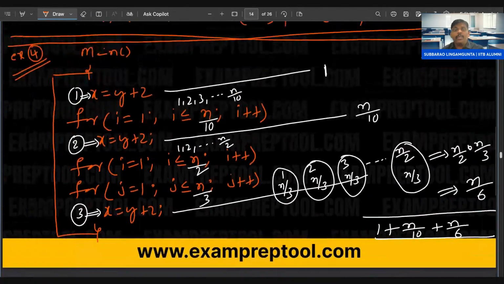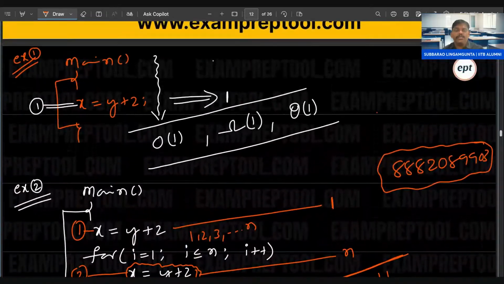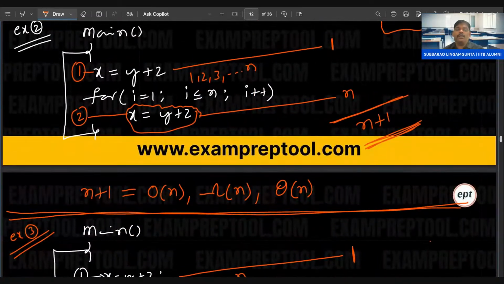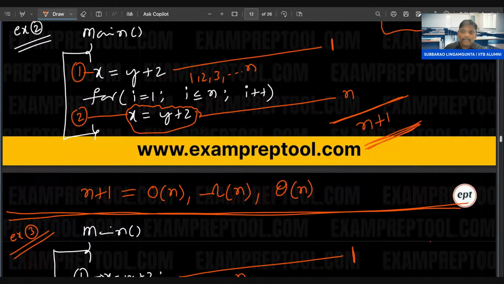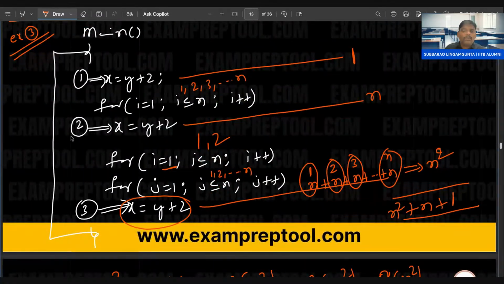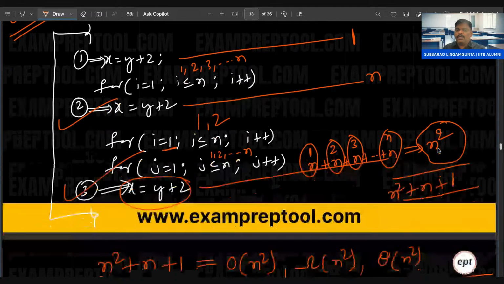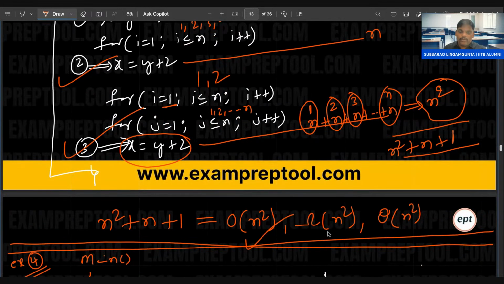Some people are asking, sir, if a loop is there, then what is the answer? If a loop is there, the loop is the answer. Some people are asking, sir, more than one loop, this is also a loop, this is also a loop. With more than one loop, the larger loop is the answer. If you want, you can check.